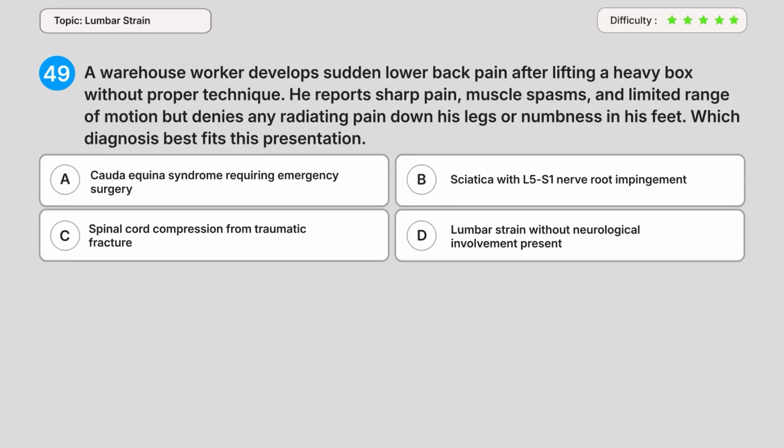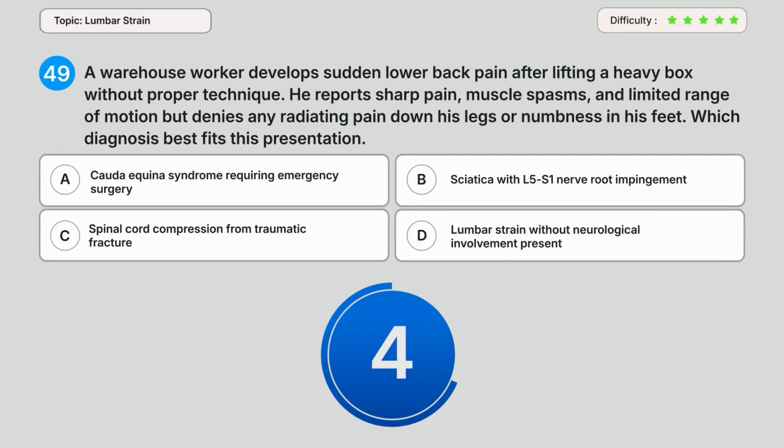A. Cauda equina syndrome, requiring emergency surgery. B. Sciatica, with L5 S1 nerve root impingement. C. Spinal cord compression from traumatic fracture. D. Lumbar strain without neurological involvement present. What do you think is the answer?